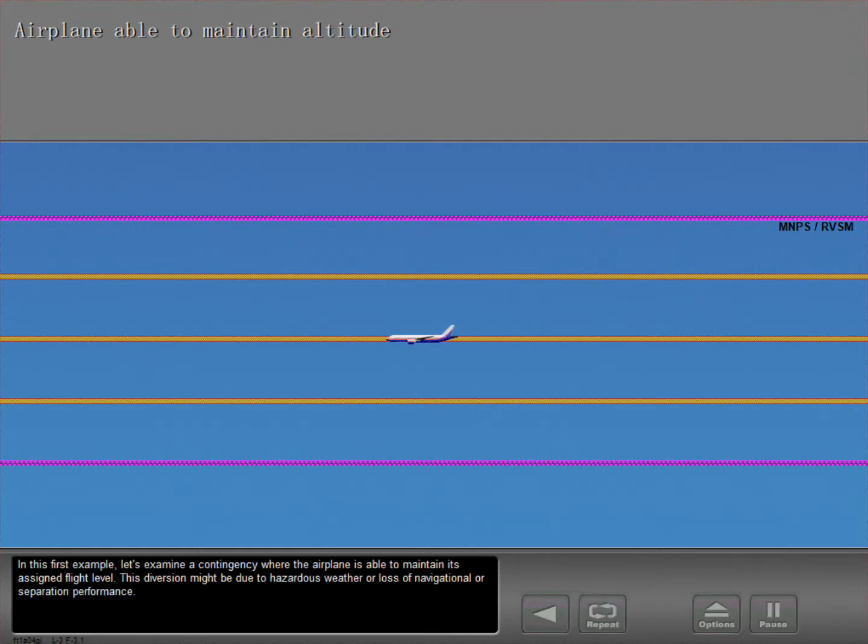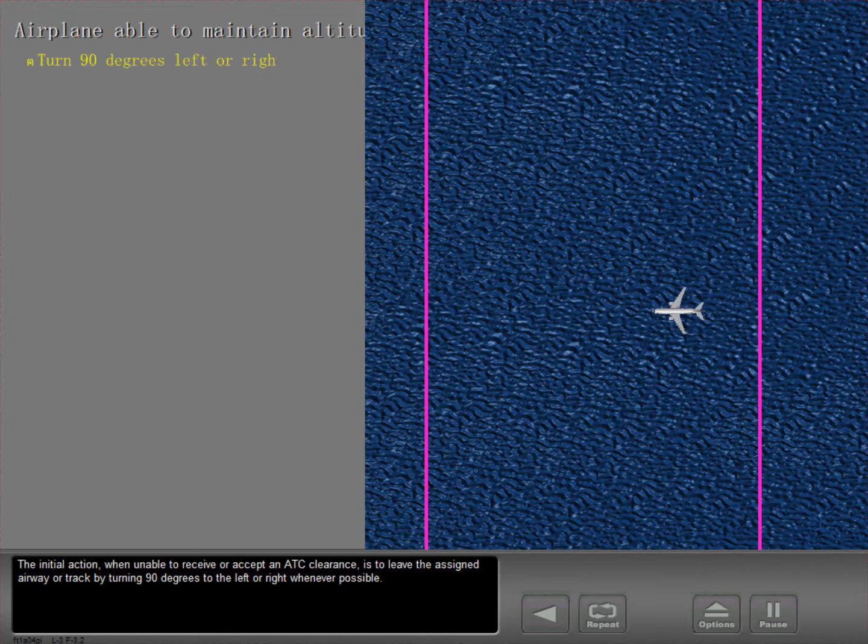In this first example, let's examine a contingency where the airplane is able to maintain its assigned flight level. This diversion might be due to hazardous weather or loss of navigational or separation performance. The initial action, when unable to receive or accept an ATC clearance, is to leave the assigned airway or track by turning 90 degrees to the left or right whenever possible.